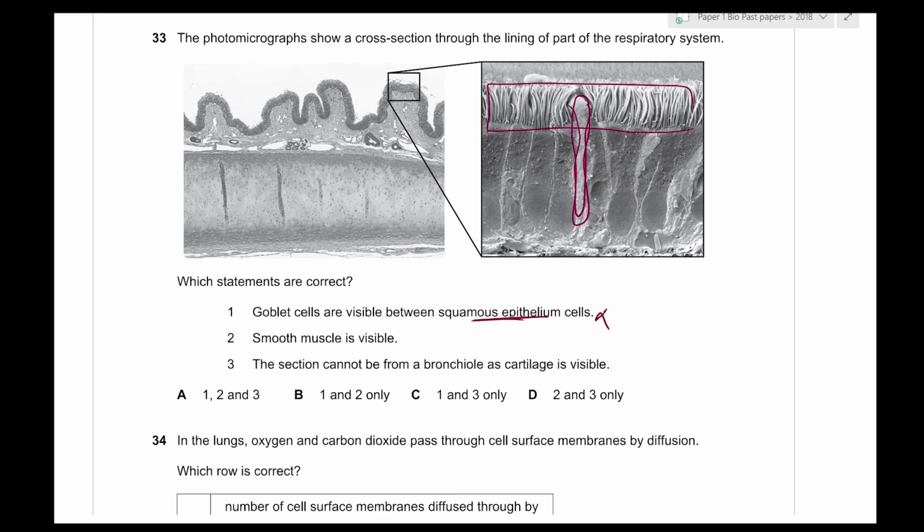2. Smooth muscle is visible. Yes, smooth muscle, we could see it right here underneath the cartilage. Therefore, it is visible. 3. The section cannot be from a bronchiole as cartilage is visible. Yes, this is cartilage. Therefore, the answer must be 2 and 3, which is D.